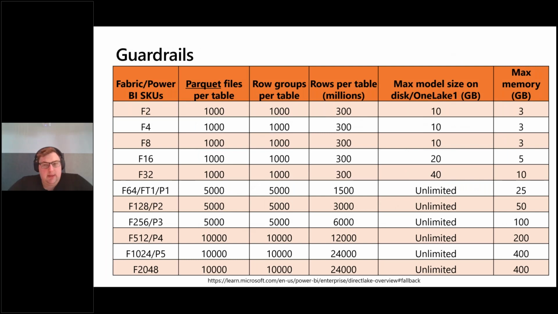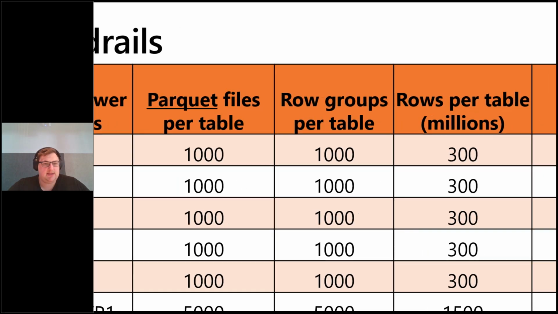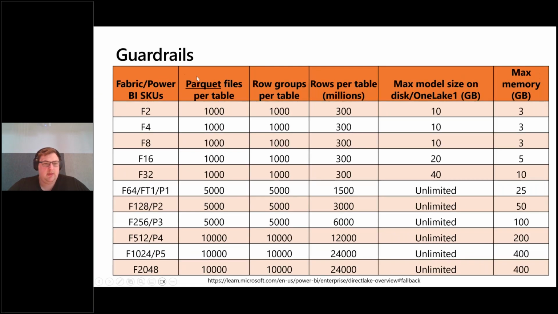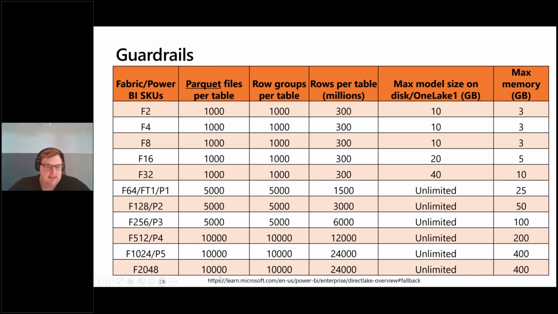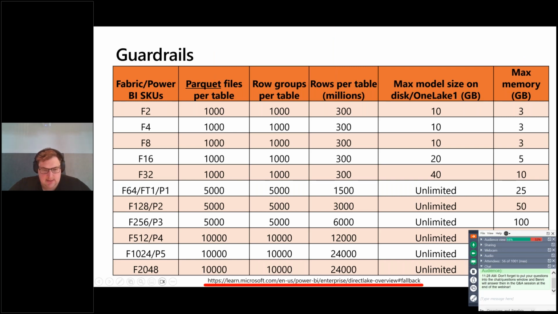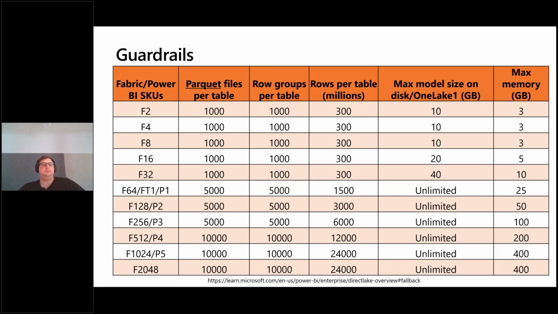Now, this is a big, impressive slide. Essentially, there are a few limits you need to be aware of. Depending on the SKU that you have, the capacity size that you have, there are some limits: the number of files, the number of rows you have in a table, and the memory that you're using. You don't need to memorize this at all. It's essentially a table that I've copied over from a documentation page that explains this fairly well. But there are some size-related limits that you need to be aware of for direct lake mode.